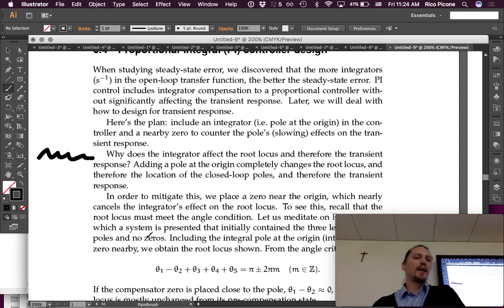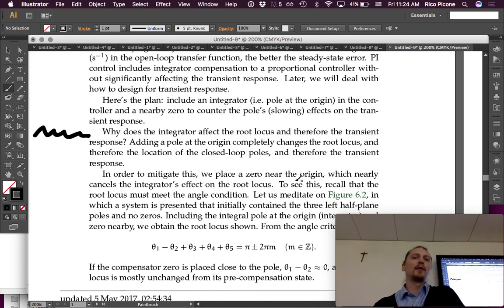In order to mitigate this, we place a zero near the origin, which nearly cancels the integrator's effect on the root locus. To see why that cancellation occurs, let's recall that the root locus must meet the angle condition, the angle criterion. Remember that?